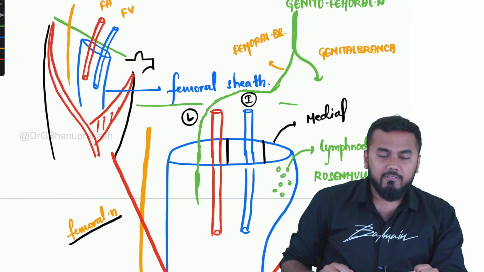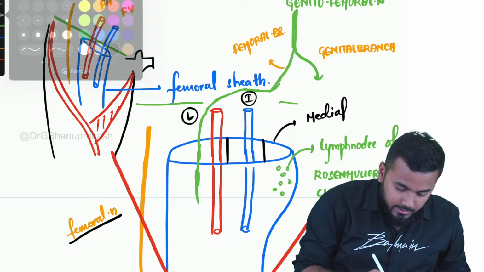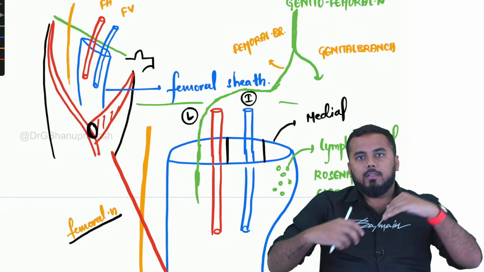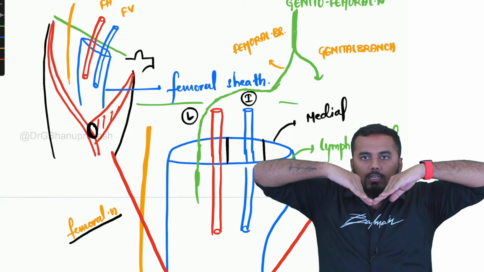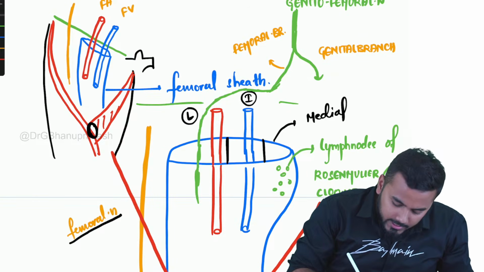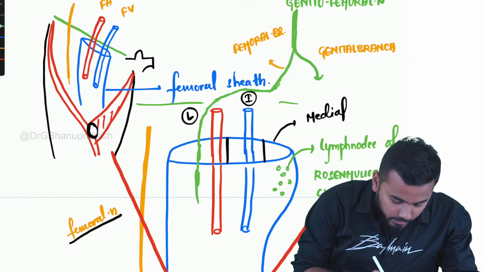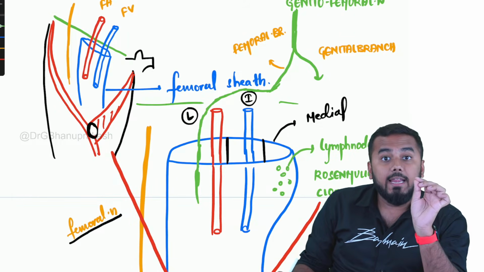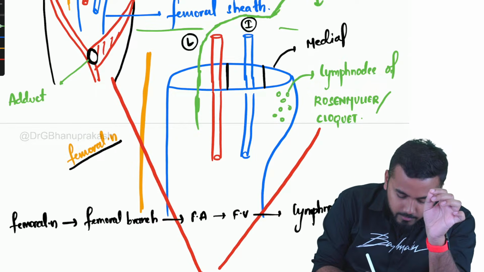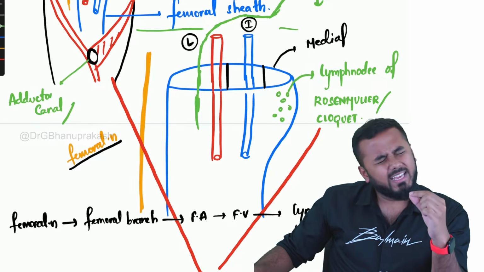Now, wherever this Sartorius and Adductor Longus are meeting, where is the meeting point, guys? The meeting point is this one, isn't it? From here Sartorius is coming, from here Adductor Longus is coming. Both of them are meeting. At the point where they are meeting, there is a small opening. This small opening is called the Adductor Canal.